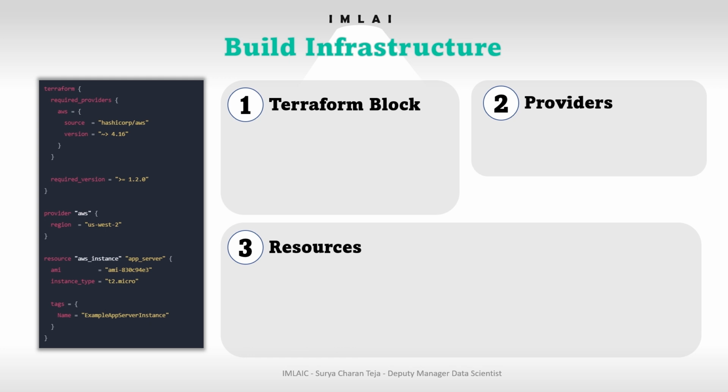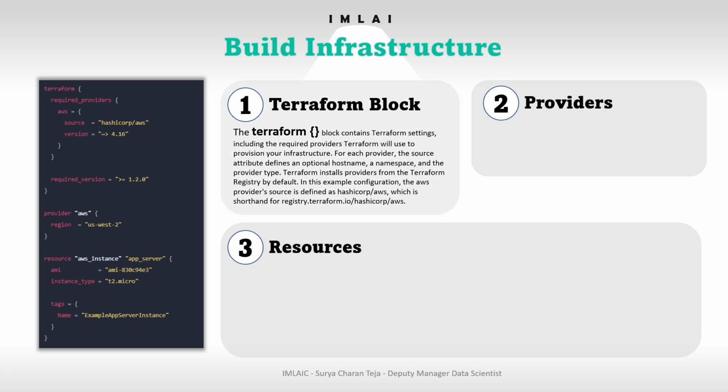The first one is the Terraform block. The Terraform block contains Terraform settings, including the required providers Terraform will use to provision your infrastructure. And for each provider, the source attribute defines an optional host name, a namespace, and the provider type. Terraform installs providers from the Terraform registry by default.